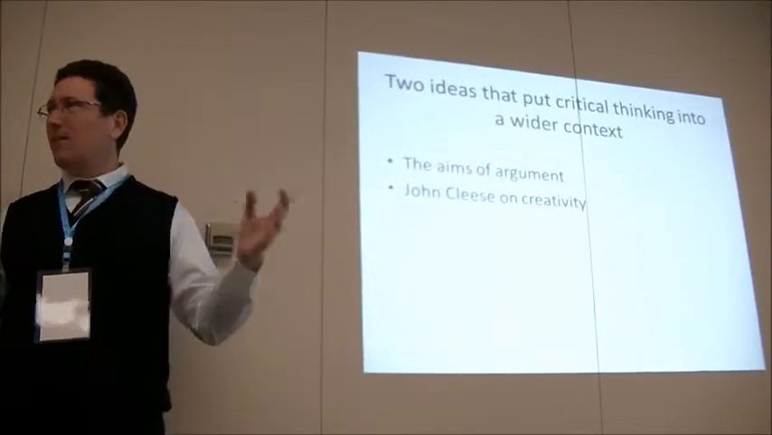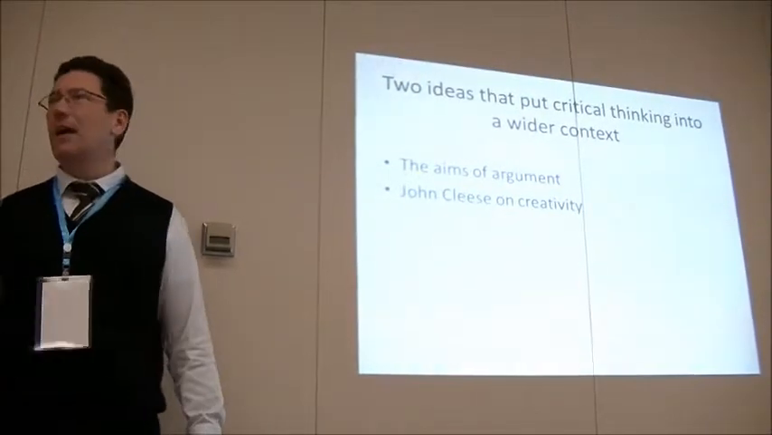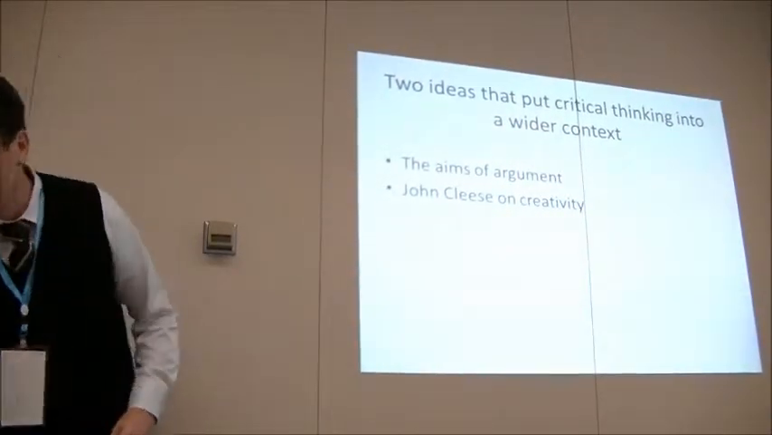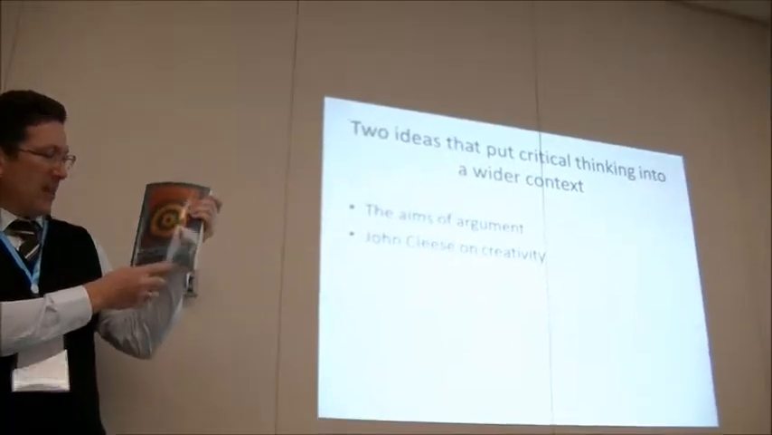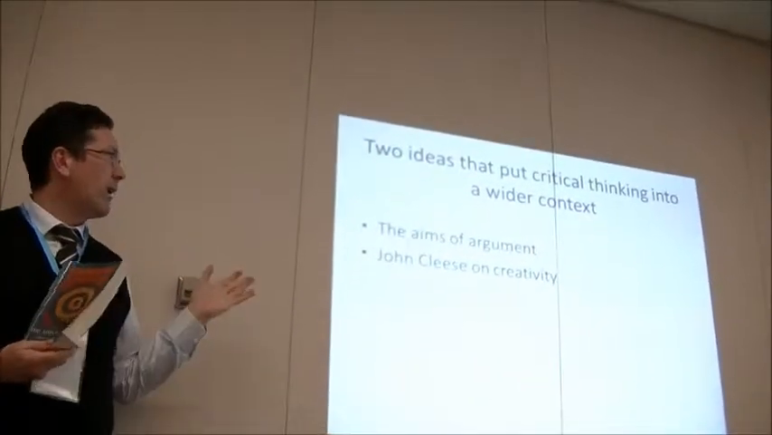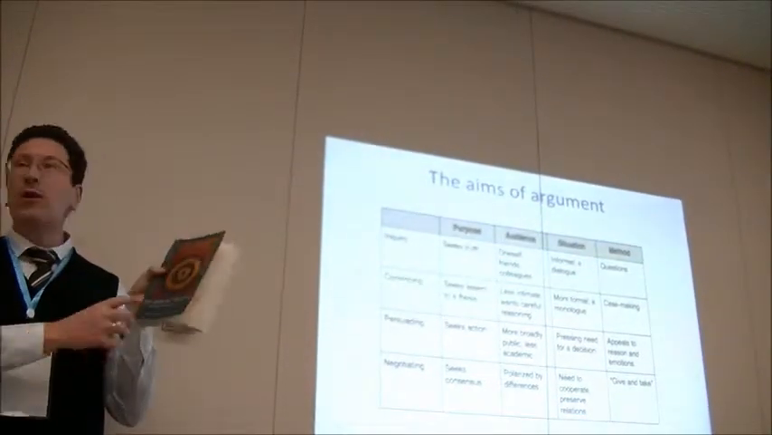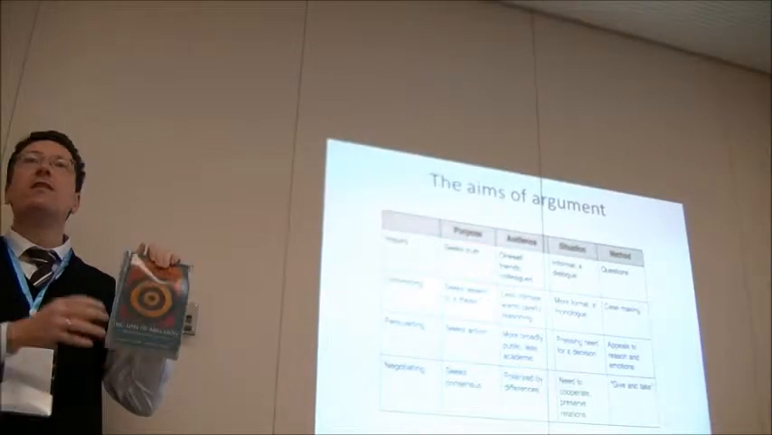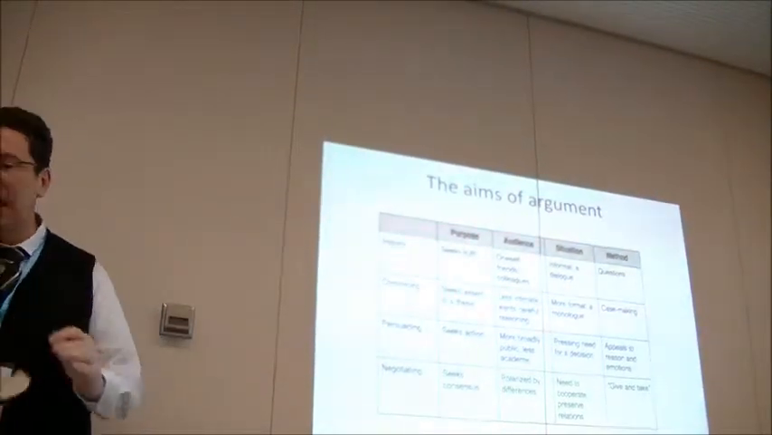So I started trying to find ideas to put critical thinking into a wider context. And I found two interesting ideas. One was this book, The Aims of Argument, by Crusius and Channell. And another is a talk by John Cleese on creativity. So the book is called The Aims of Argument because there are different kinds of argument. And each kind of argument has a different aim.